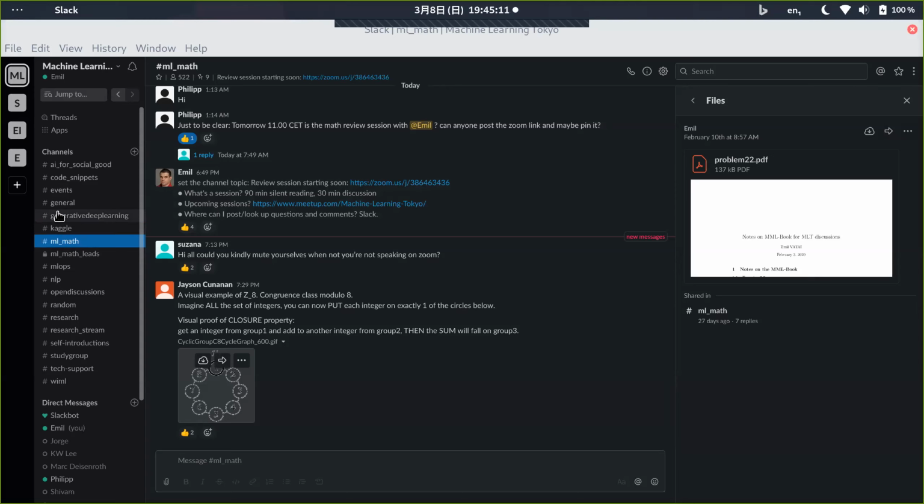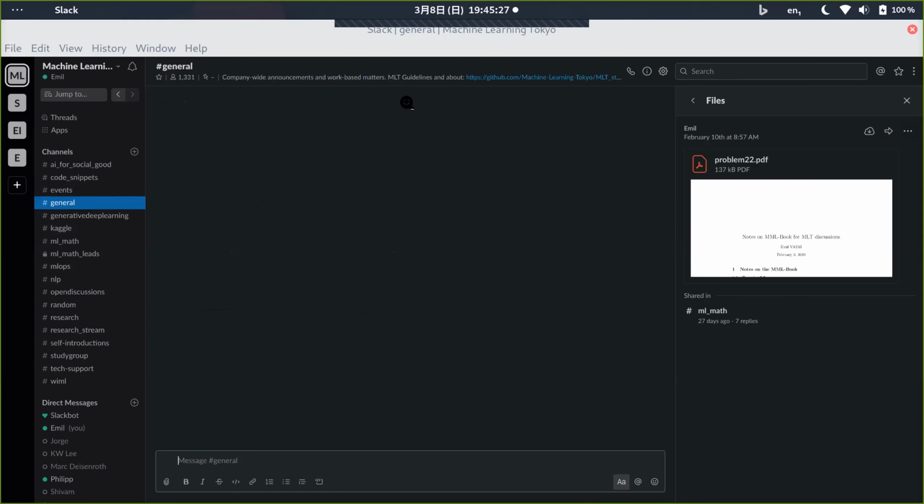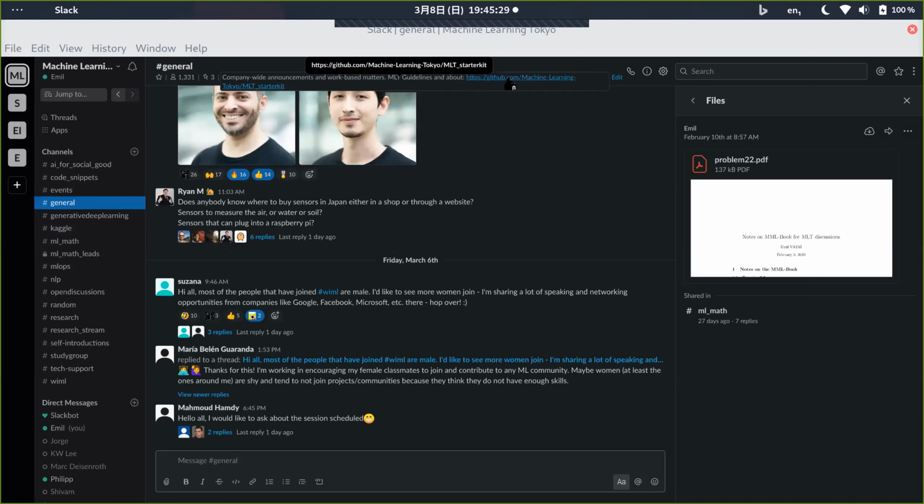Machine Learning Tokyo is a Tokyo-based group. Maybe Susanna should interject here to state the motto exactly. But wait, no, I'll do it. If you go to general and then here, you go to the starter kit.